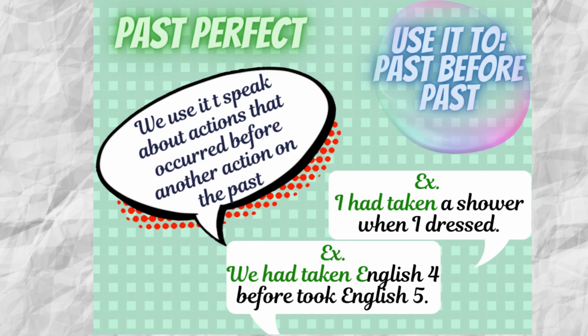Remember that we use past perfect to share anecdotes about things that happened. When we use past perfect, we speak about past before past, and the structure is subject plus had plus past participle verb plus the object. We generally connect two sentences using the past perfect. For example, I had taken a shower when I dressed. That means I first took a shower and then I got dressed. That is past before past.